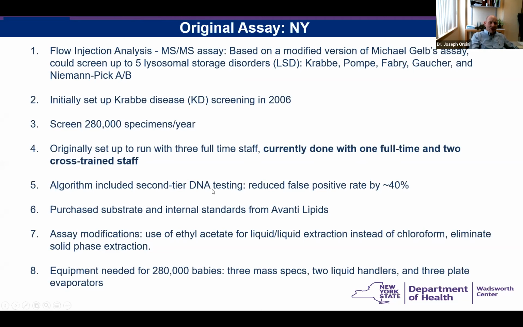Our current algorithm involves second-tier DNA testing, and as it did when we initially got started, this helped reduce the false positive rate by 40%, which turned out to be okay, but nowhere near as good as what psychosine is able to do, and I'll show you more data on that as we move along. We purchased materials from just a chemical manufacturer, and we did some modifications to the assay. To do this assay, we needed 3 mass specs and 2 liquid handlers and some evaporators. So that was what was required to get us started for those labs that might be having to get started in this in the future.